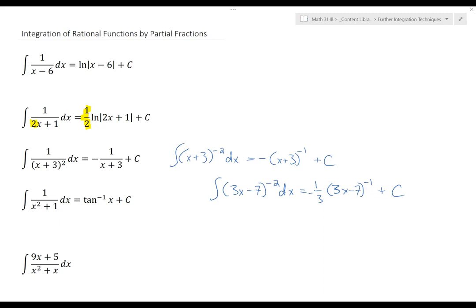Now note, I've made all these numerators 1s, but if the numerator was 5 or 7 or negative 342, the antiderivative would be the same. I would just have a coefficient of 5 or 7 or negative 342.